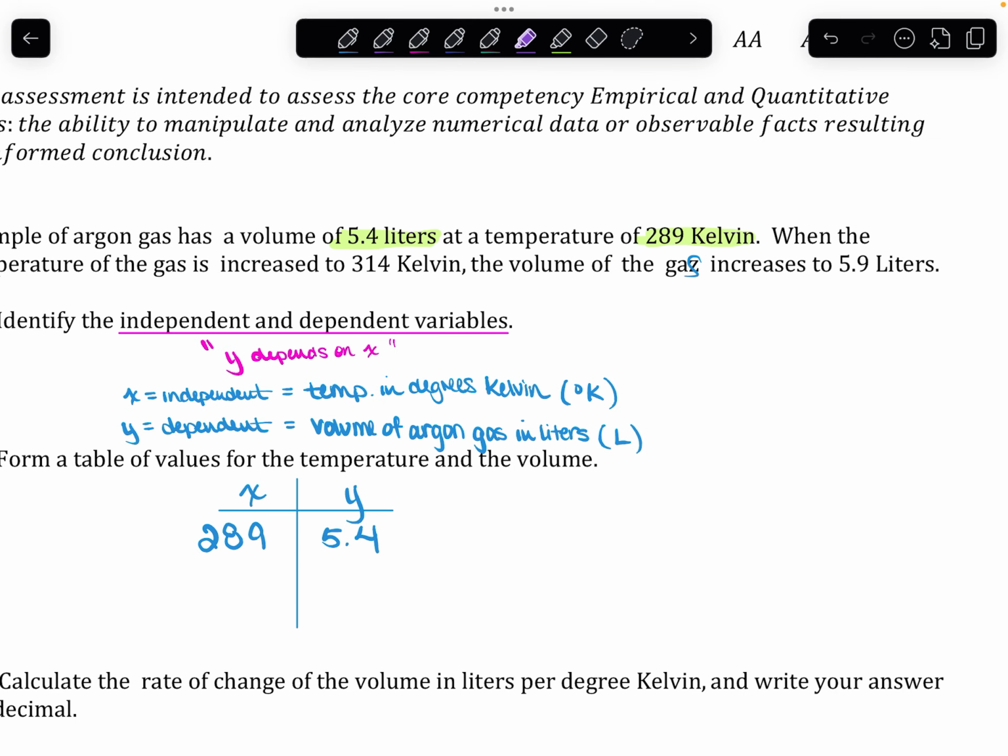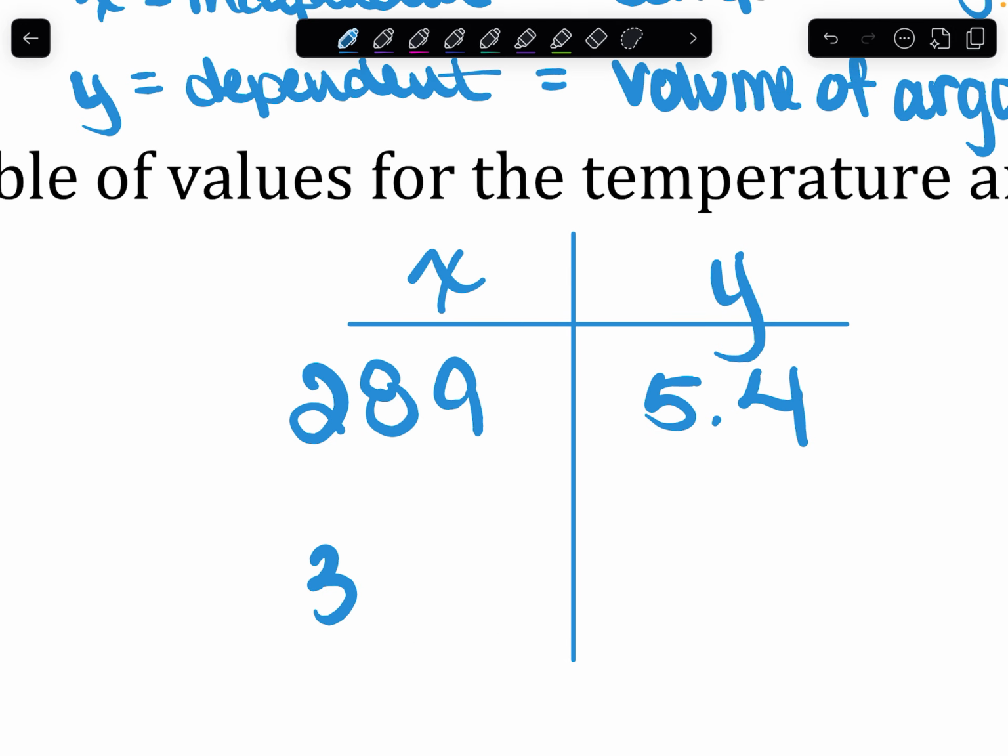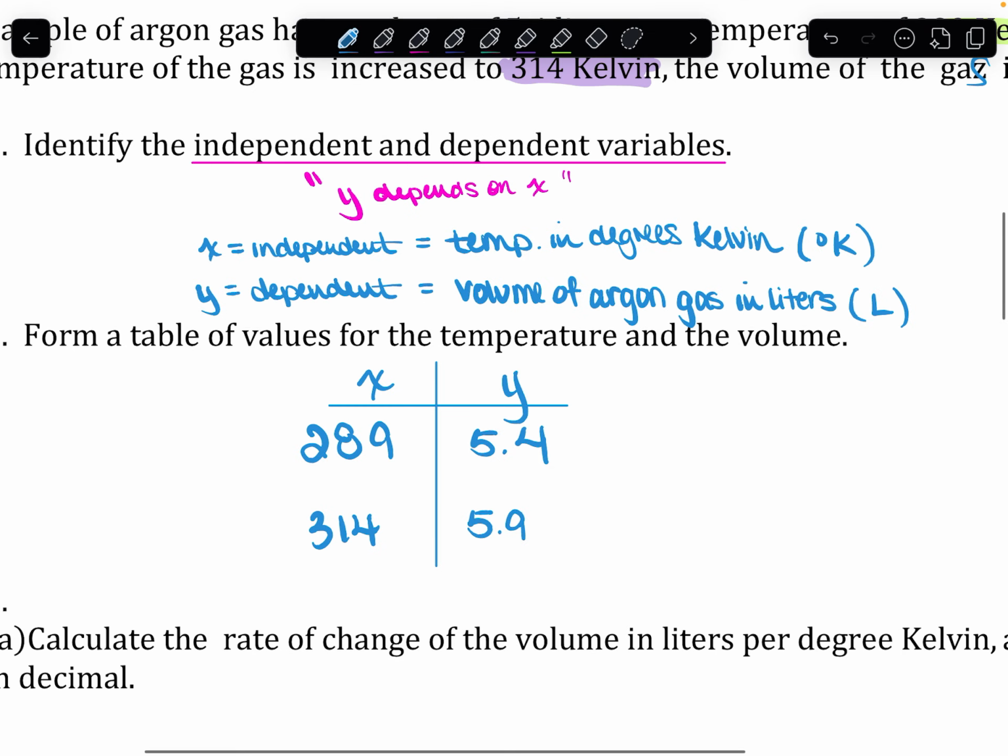Second sentence: the temperature of the gas is 314. There's our x. The volume is 5.9, so there is our y. So 314 for x and 5.9 for y. So there is our table.